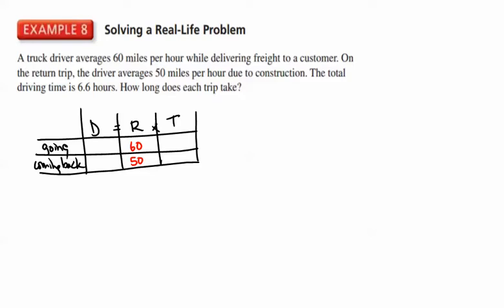So do we know how long? First of all, we do know that on each way the distance is the same. So the way we're going to solve a problem like this is as follows. If we know the total driving time was 6.6 hours, so what would happen if going up it took him 3 hours?